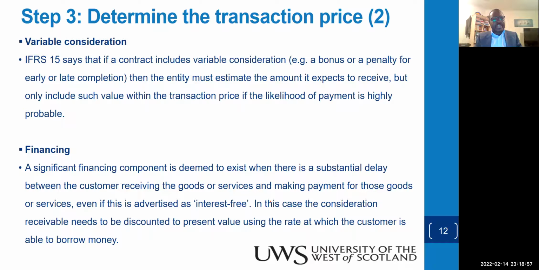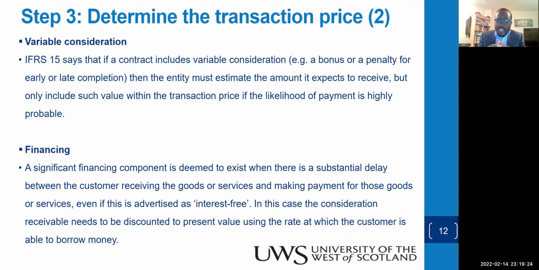So IFRS 15 says that, listen, if there's a contract and it includes a variable consideration, then we must estimate the amount we expect to receive, because we are not too sure. It's not a fixed amount where I get 2,000, but a variable one. But it will also include such value within the transaction price if the likelihood of payment is highly probable.